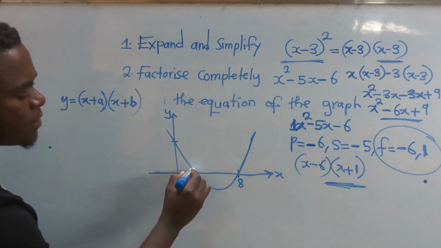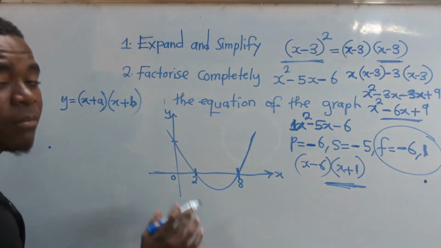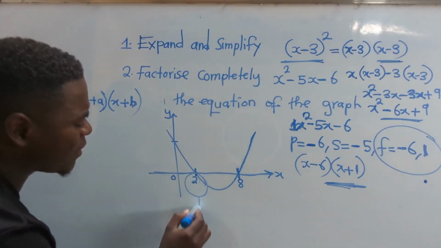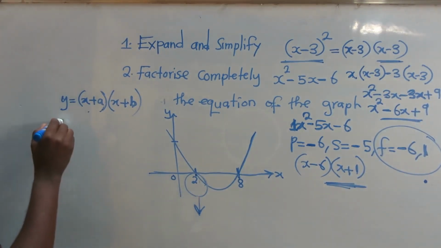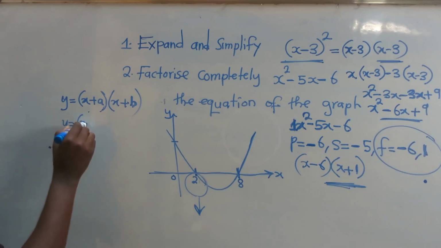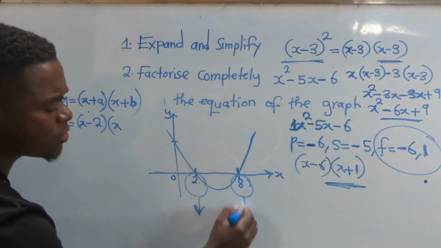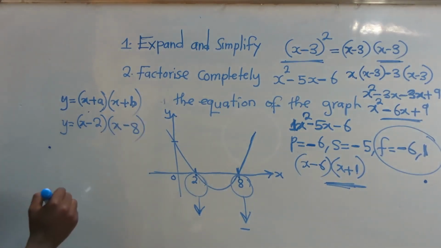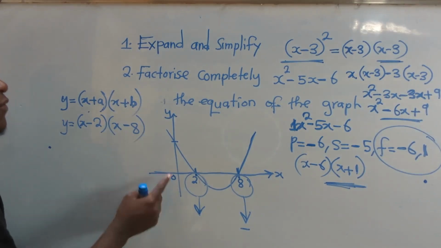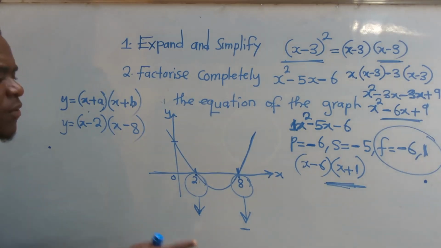It is cutting the x-axis at 2 and at 8. So these are positives, both of them. This is a positive, and when you want to write it there, it changes to a negative. So it is y is equal to x minus 2. This one is also a positive, so it changes to a negative, so minus 8. This is what gets to be done. If it is a negative, when writing it there, it changes to a positive. If it is a positive, when we put it there, it changes to a negative.